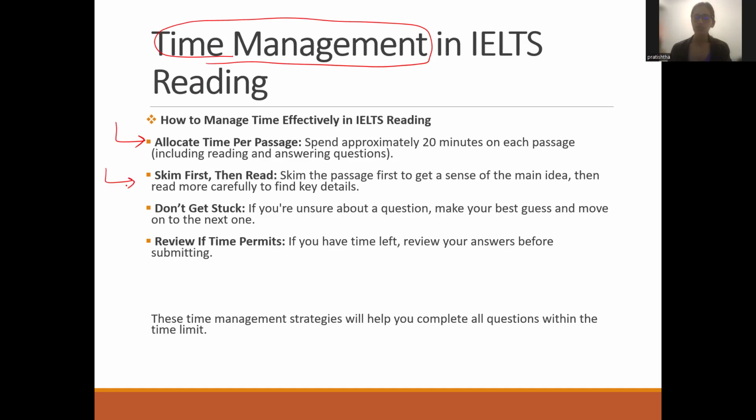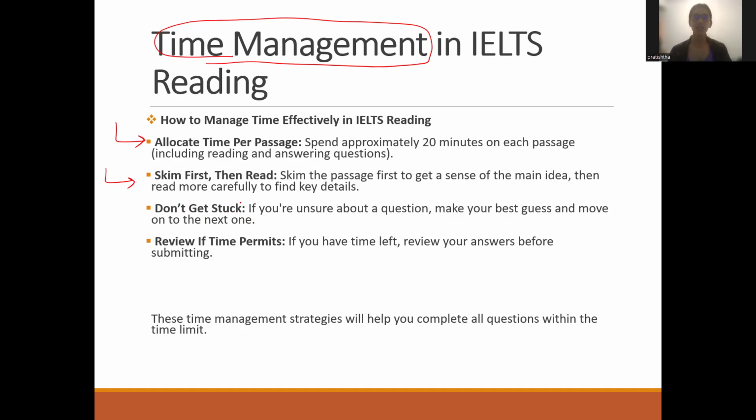Skim first, then read. First of all, just skim, speed read, right? And then read it properly if necessary according to the question, so that you save time. You would know what paragraph has what information. And then if you have a question based on it, you go to that paragraph and try to see what key detail you're looking for in that particular paragraph.